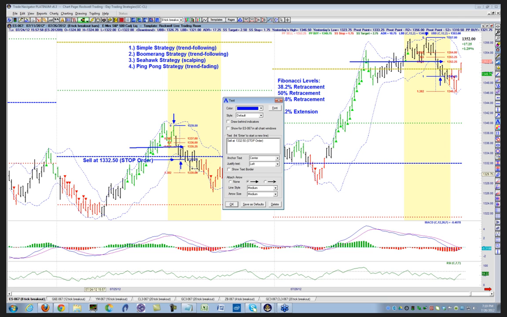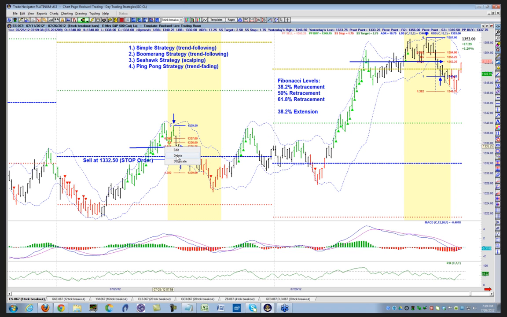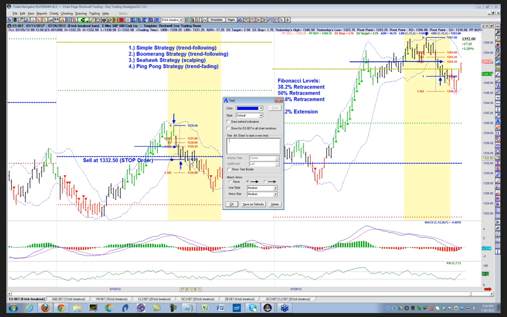Okay, so then we would place our stop loss, the initial stop loss right here at this level. So let me show you. Here we go. So the stop loss at 1335.25. Let's mark this in red for the stop loss. Okay, right here.